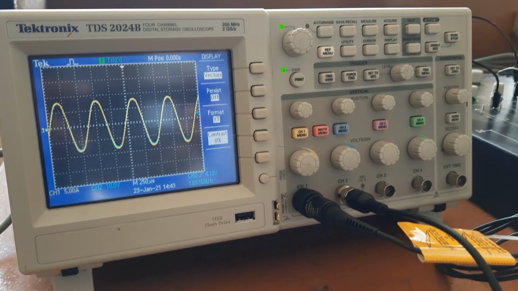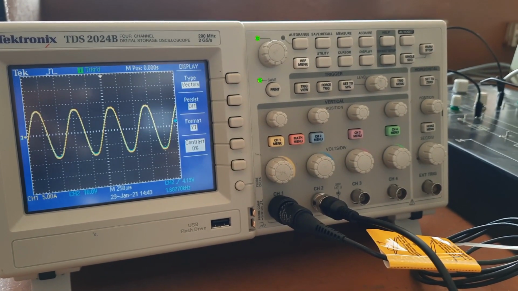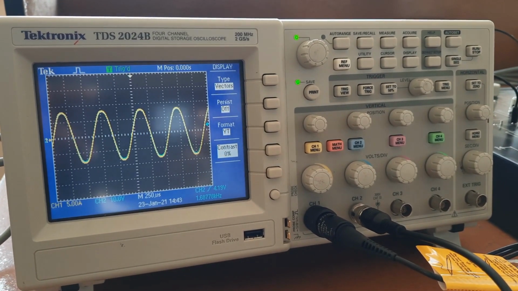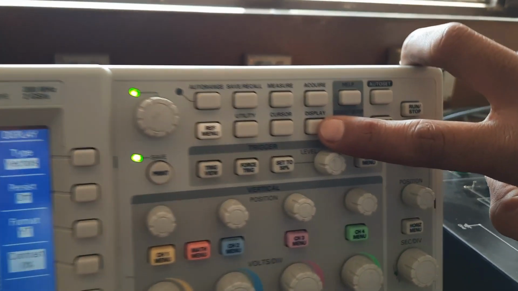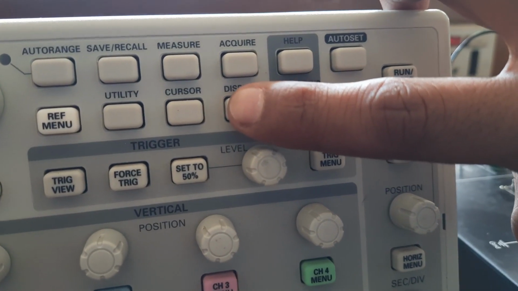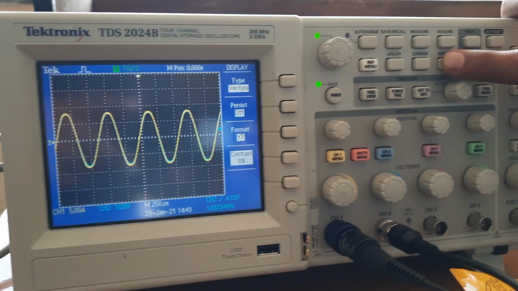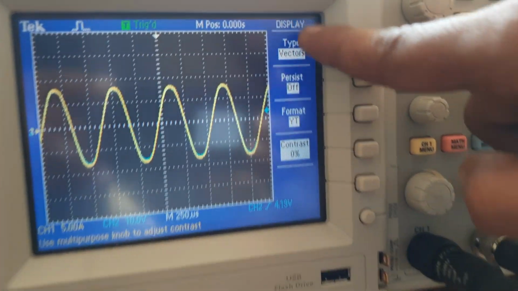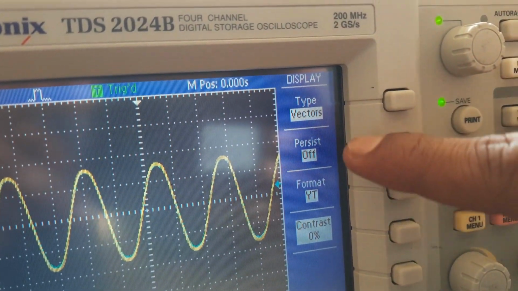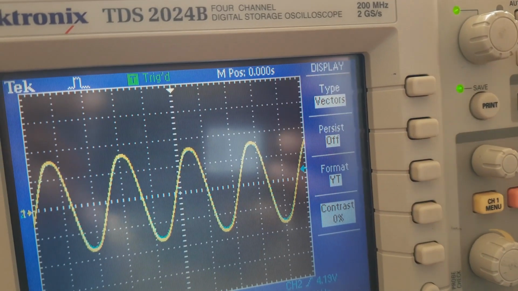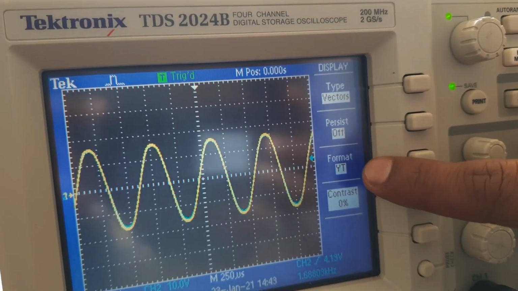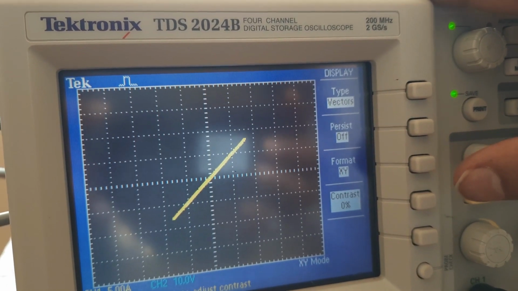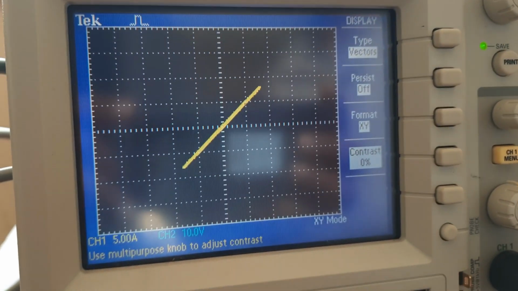Now, to observe the Lissajous patterns, we should go to the display button on the DSO. Here you can see the display button. Now we switch it on. You can see the display menu: type, persist, format and contrast. The format is already in YT format. Now we will put it in XY format, and now you can see your Lissajous patterns.